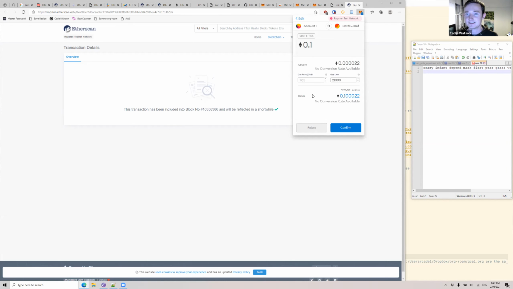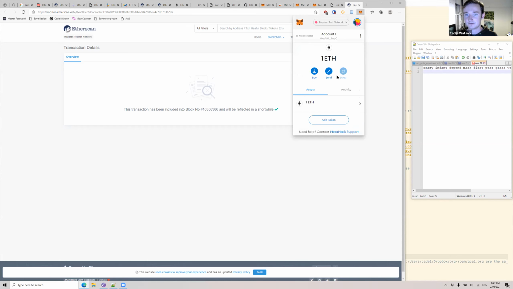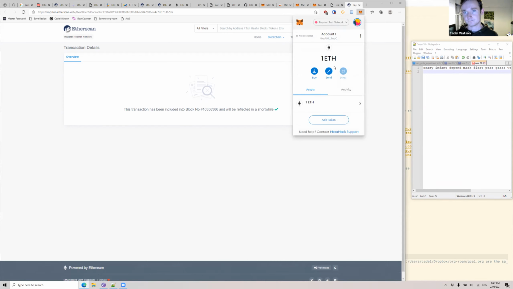I'm going to click next. It's going to tell me that to send this 0.1 Ether, I have to pay this amount of fee. So the total amount that I'll send is 0.100022. Click confirm, and that transaction has been sent. So if I will just wait a second. The Ropsten network seems to be a bit slow right now. Usually it's faster than this, but I'll get a pop-up in a second telling me that this was confirmed.